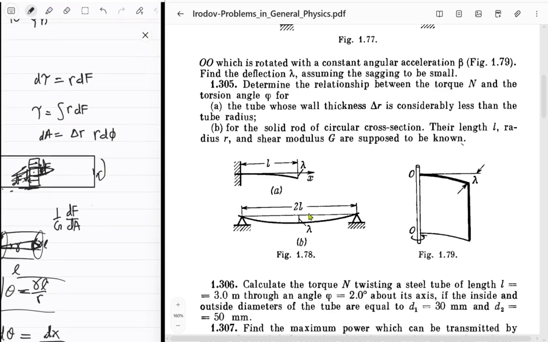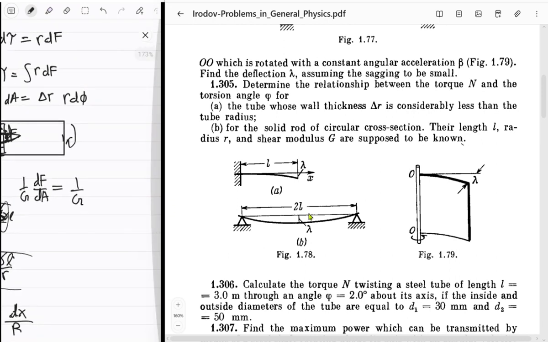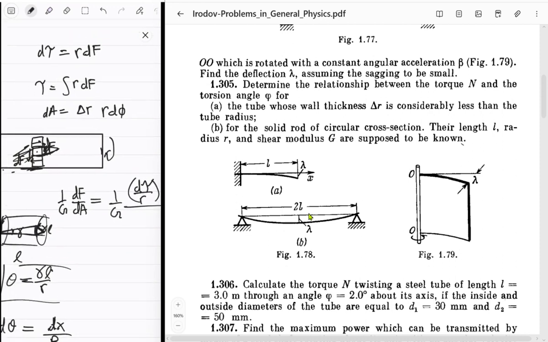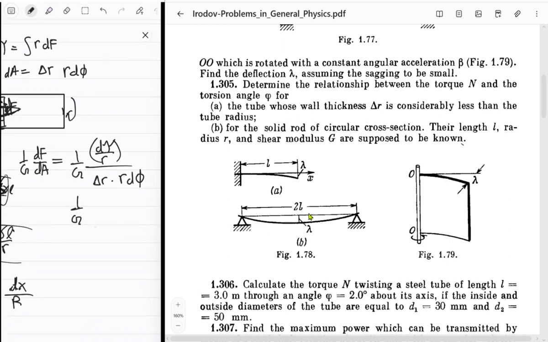Now just put these over there. So df is just d tau upon r. This is going to be 1 upon g, and then you got d tau. And then what is this thing? dA. It's just this delta r times r d phi. Okay, awesome. So you got 1 upon g. This is like r squared and then delta r. Why is this weird thing going on? Oh God. R squared delta r times g. And then you got d tau upon d phi.